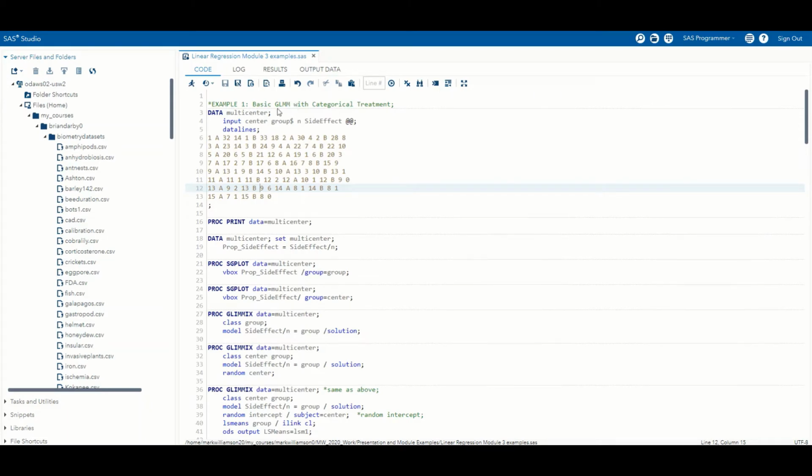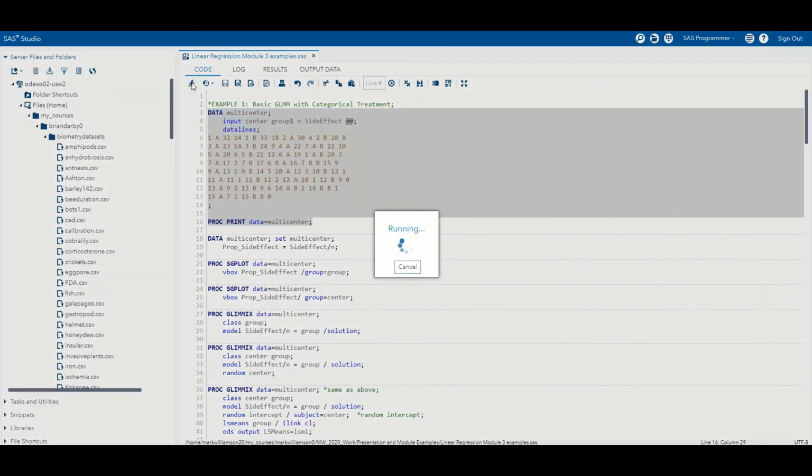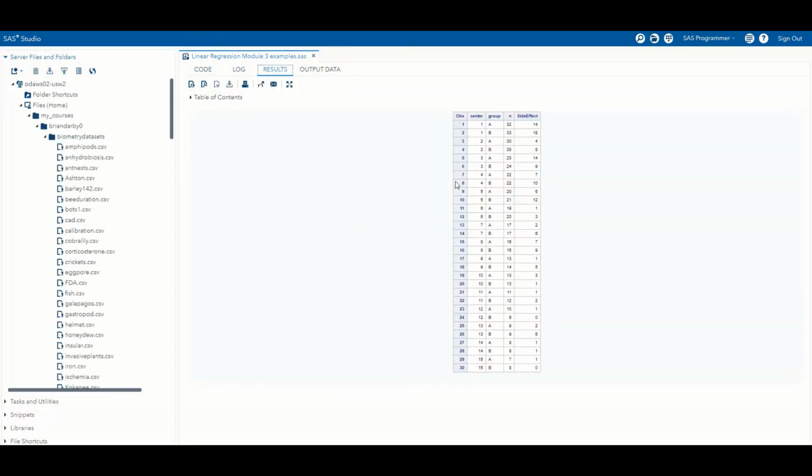We'll start with a basic GLMM with a categorical treatment. So I have my data here that I will create and print. The idea here is we're looking at 15 different centers, so that's our random effect, and 2 different treatment groups, that's our fixed effect. And then our response variable is going to be the number of side effects out of the total group, so the proportion of side effects.